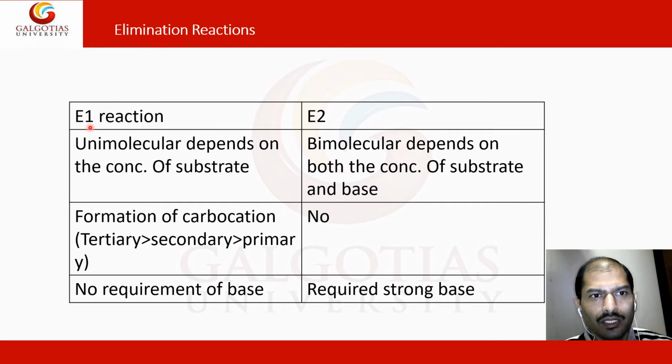So if you see the difference, E1 is unimolecular and depends on the concentration of the substrate. E2 depends on the concentration of both the substrate and the base, the reactant which is attacking at a particular specific carbon. Formation of a carbocation happens in E1, and the stability order will obviously be tertiary, secondary, primary, but in E2 no such intermediate is formed in between.